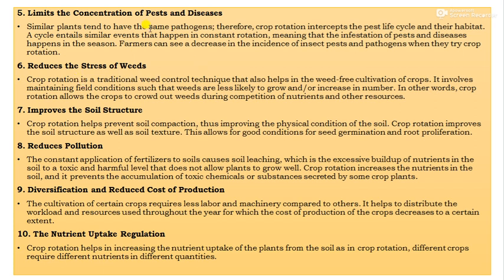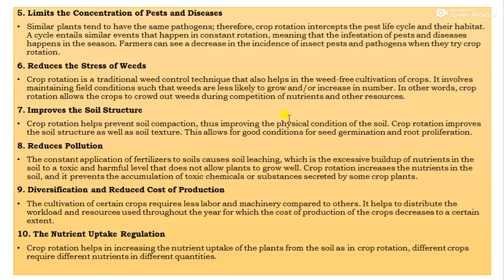Then the next advantage: reduces the stress of weeds. Rotation is a traditional weed control technique that also helps in weed-free cultivation, especially controlling the parasitic weeds. For example, in sorghum that is Striga, in case of berseem that is Cuscuta, the dodder, then in Niger also the dodder or Cuscuta, and in tobacco that is Orobanche. Like that, these parasitic weeds should be controlled only by adopting crop rotation.